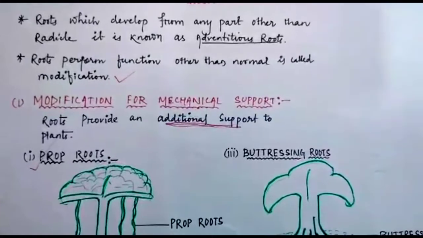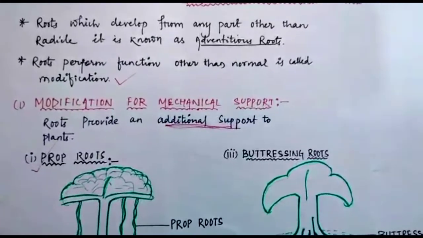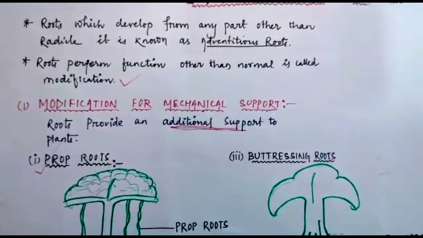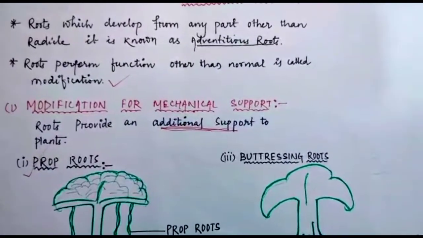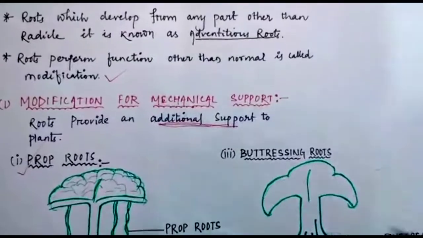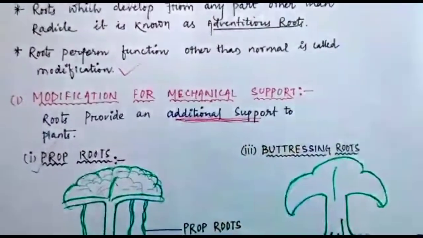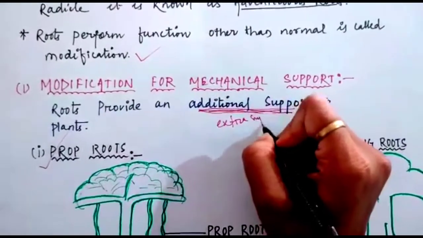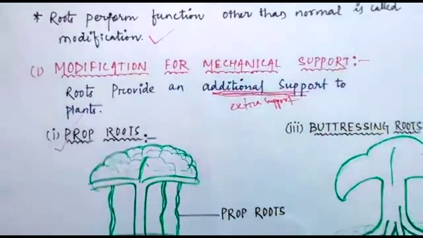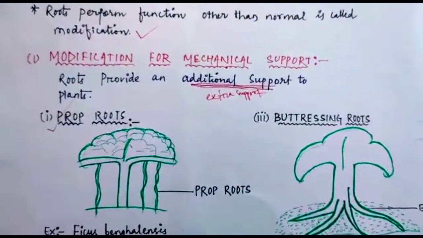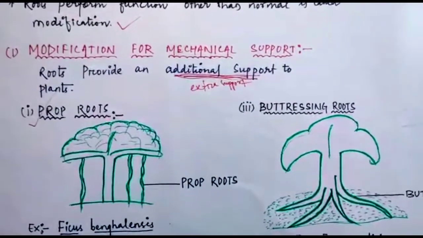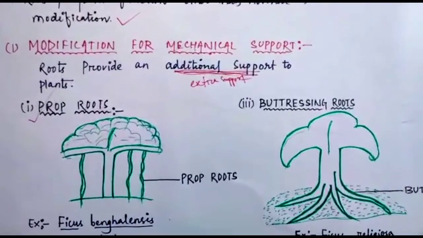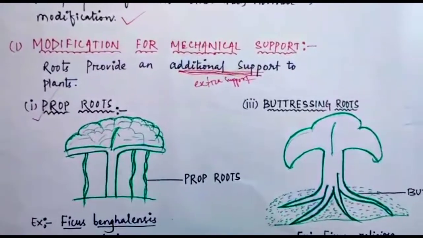Here the first is modification for mechanical support. The adventitious roots here are modified for mechanical support. What do you mean by mechanical support? Mechanical support means the additional support or the extra support that the adventitious roots provide. There are 4 types of adventitious roots. What are those? First is the prop roots.